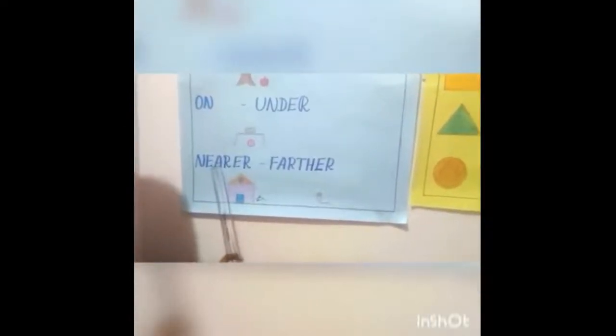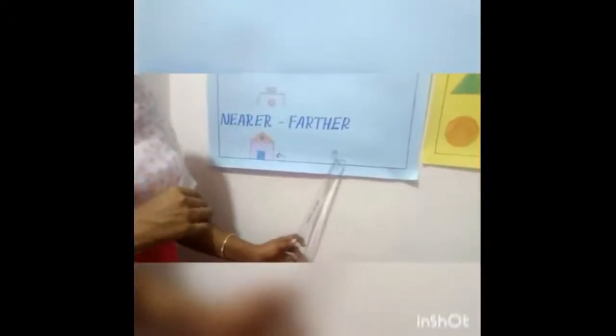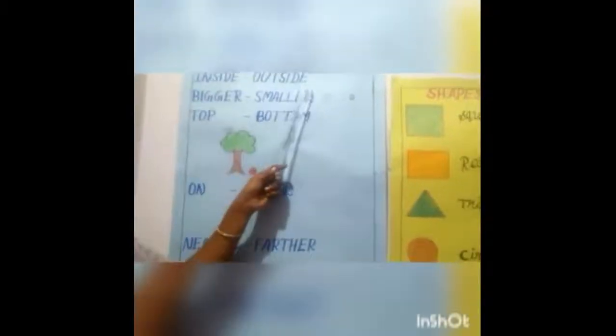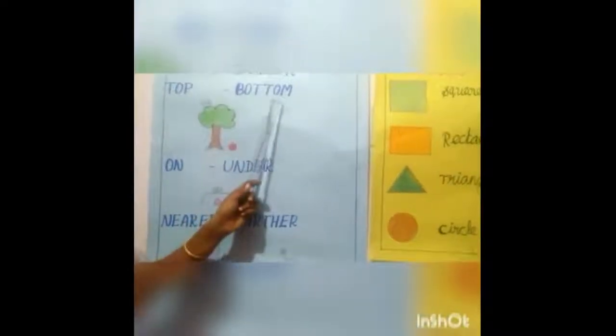Next, nearer, further. What is that? Nearer, further. See, this mouse is nearer to the house. The cat is further from the house. Do you understand children? Nearer and further. Again I repeat it. Inside, outside, bigger, smaller, top, bottom, on, under, nearer and further.